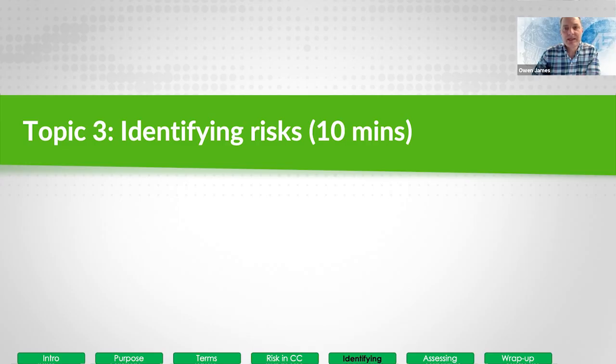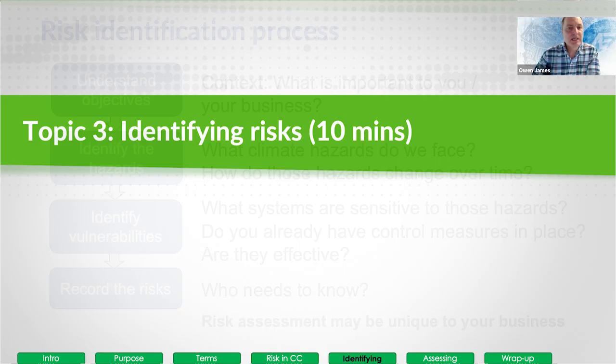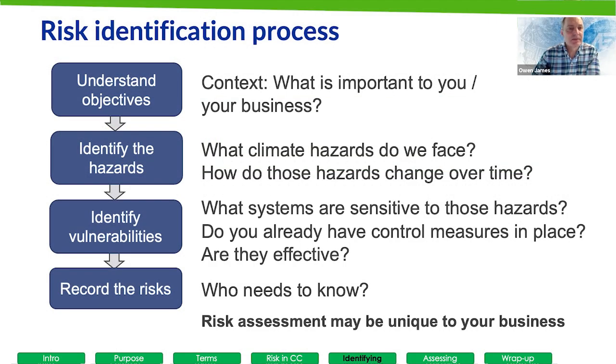So let's talk about identifying some of these risks. So the risk identification process. We're following a 4-step process here. Risk identification is essentially a brainstorming exercise. And for that, we need the right people.